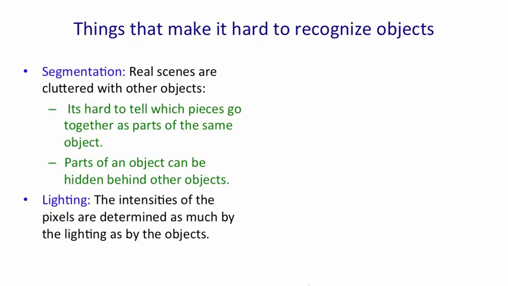Another thing that makes it very hard to recognize objects is that the intensity of a pixel is determined as much by the lighting as it is by the nature of the object. So, for example, a black surface in bright light will give you much more intense pixels than a white surface in very gloomy light. Remember, to recognize an object, you've got to convert a bunch of numbers, that is the intensities of the pixels, into a class label. And these intensities are varying for all sorts of reasons that are nothing to do with the nature of the object, or the identity of the object.